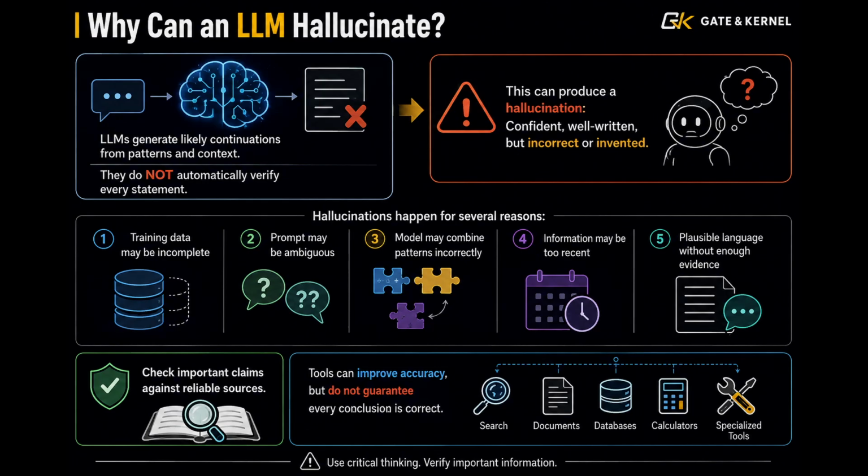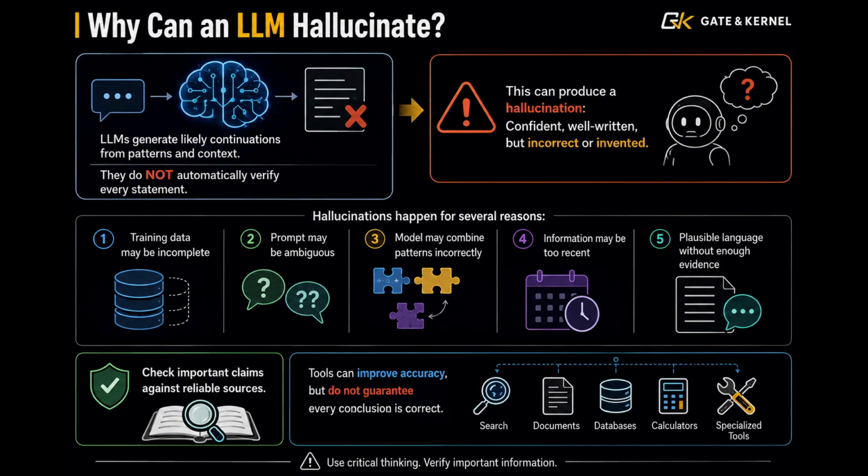Chapter 11. Why can an LLM hallucinate? An LLM generates a likely continuation based on patterns in context. It does not automatically verify every statement against an authoritative source. This can produce a hallucination. A hallucination is an answer that sounds confident and well written but contains incorrect or invented information.